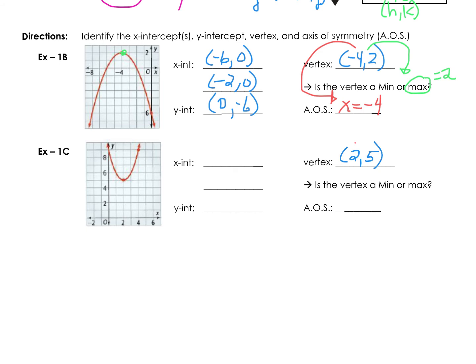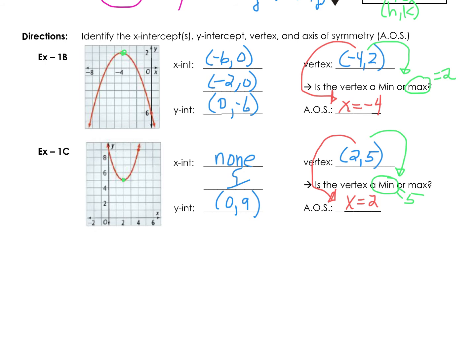Okay, so the x value gives us our axis of symmetry, x equals 2. And then the y value gives us our max or min. And in this case, because the vertex is at the bottom, it is a minimum, and its minimum value is equal to 5. Then this parabola does not cross the x-axis, so the x-intercepts are none. I'm just going to continue that down to there. And then our y-intercept is right here at (0, 9). So hopefully that was a good review.